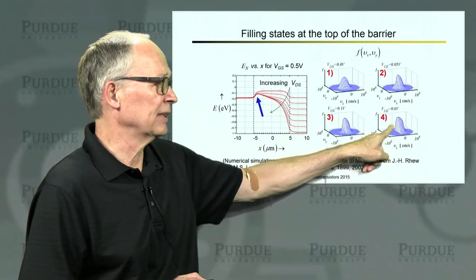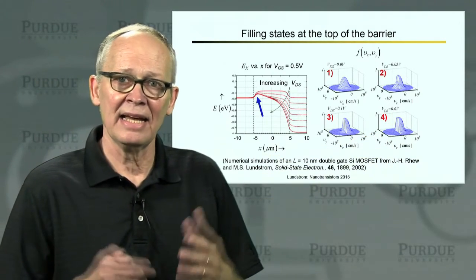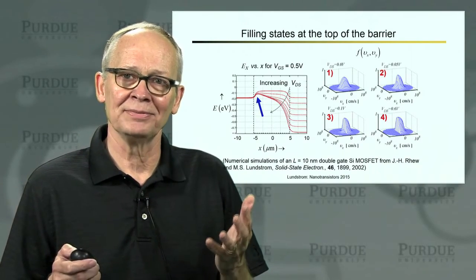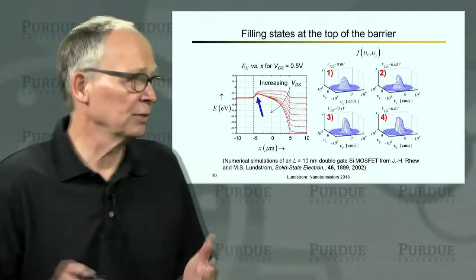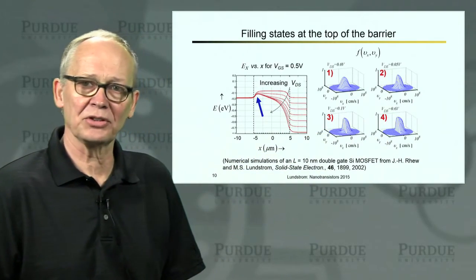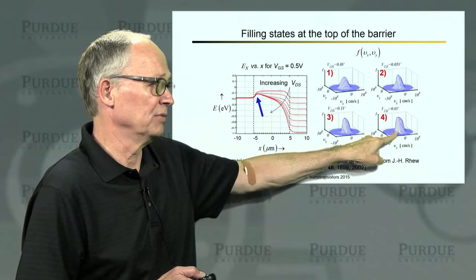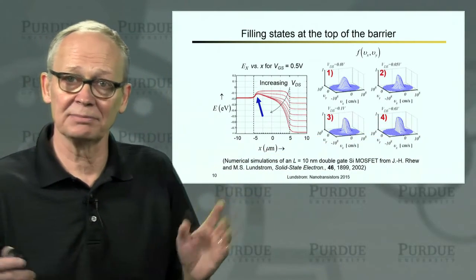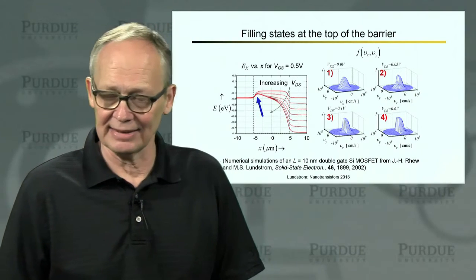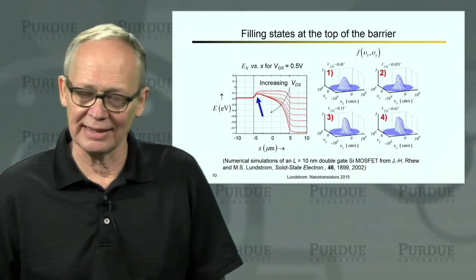The velocity that we see is just the average velocity of all of those positive velocity states, and now it can't change. If we increase the drain voltage more, we'll continue to send in electrons from the source with their fixed positive velocity. We have no negative velocity electrons, so the average velocity is constant. This is the mechanism of velocity saturation in a nanoscale MOSFET.